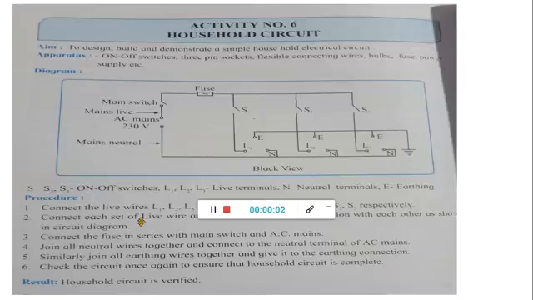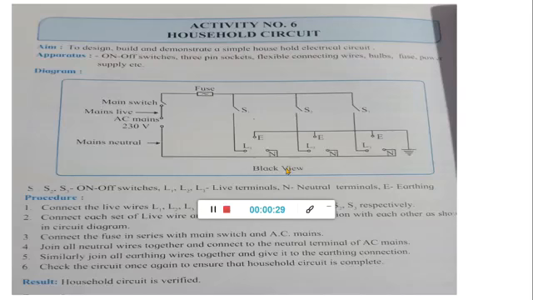Hello students, this is your new activity, household circuit, and this is your last activity. Okay, so what is the aim of the activity? The aim is to design, build and demonstrate a simple household electrical circuit, and the apparatus required is an on and off switch, 3-pin socket, flexible connecting wire, bulb, fuse, power supply.